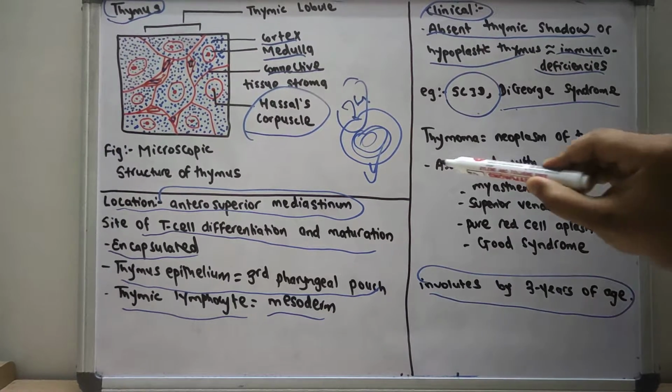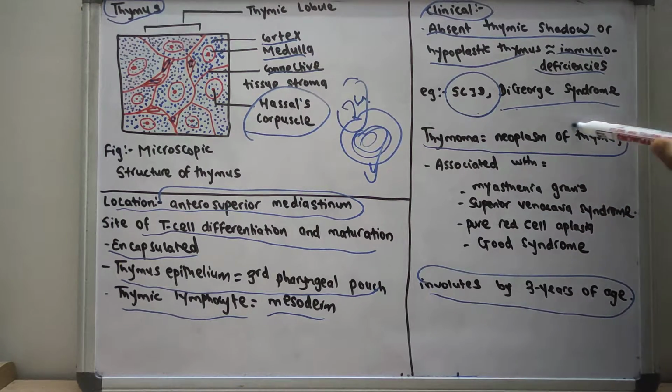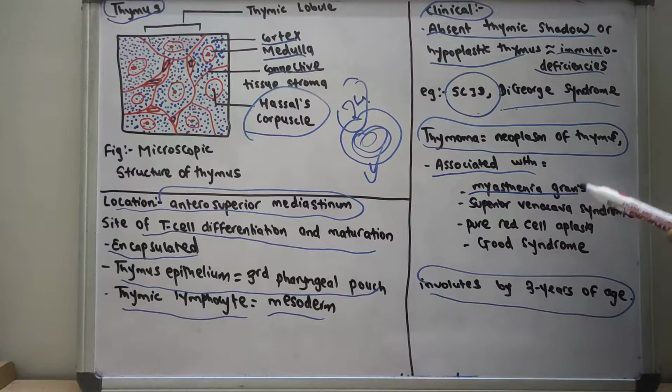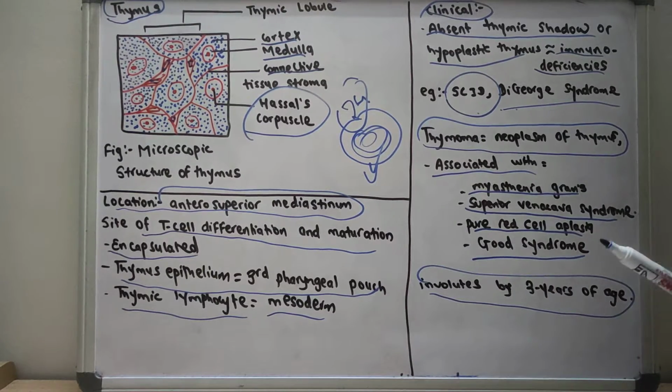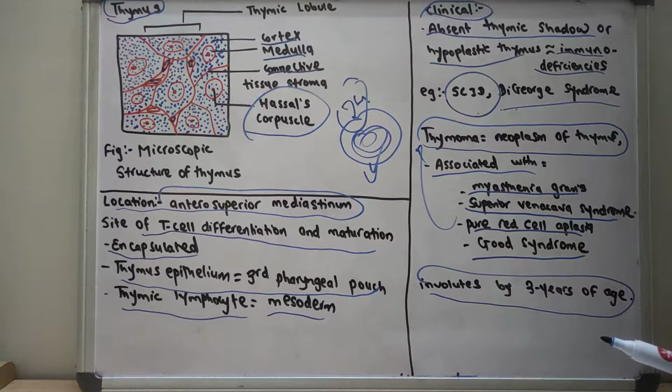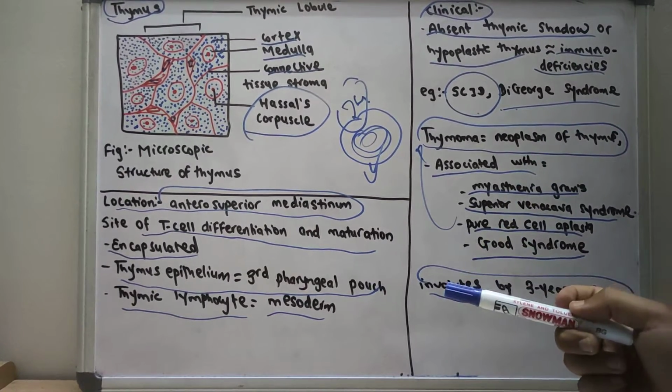Also you have to know about thymoma. Thymoma is a neoplasm of the thymus. The associated conditions with thymoma are myasthenia gravis, superior vena cava syndrome, pure red cell aplasia, and Good syndrome. These four conditions may be associated with thymoma, which is the neoplasm of the thymus. So this concludes our topic on the thymus.